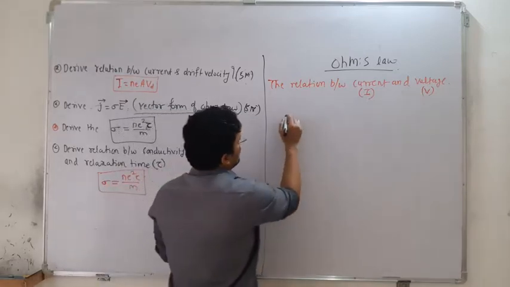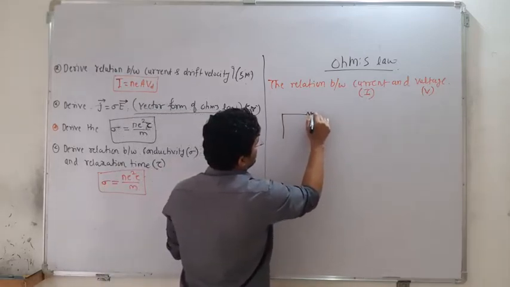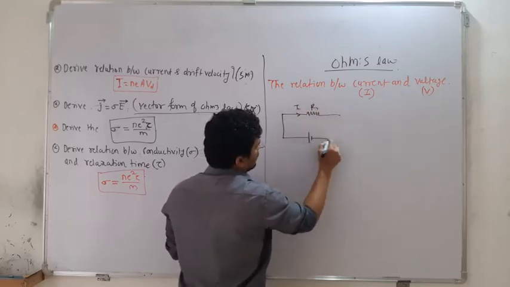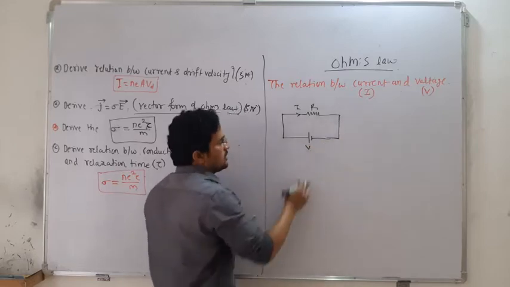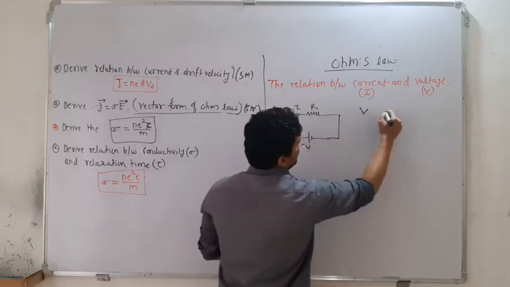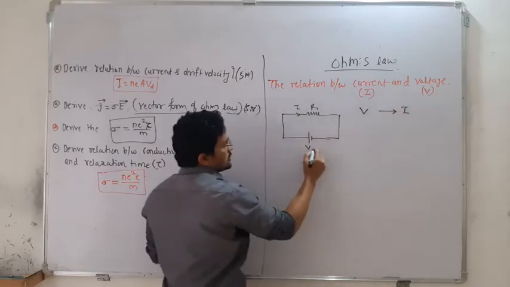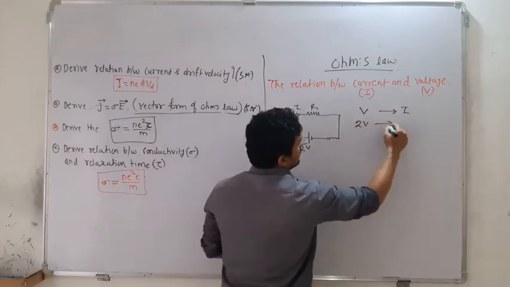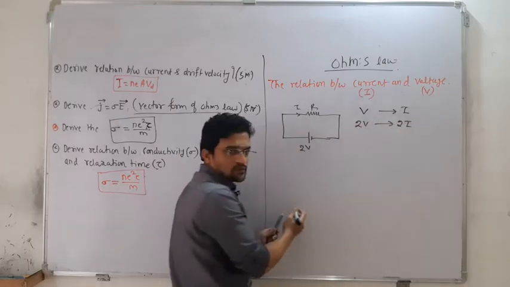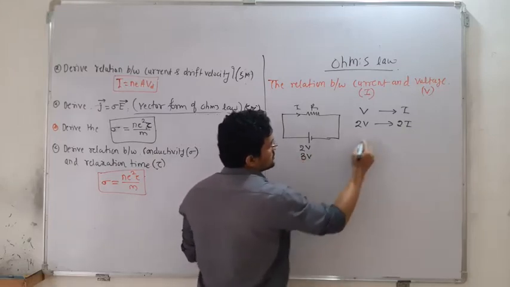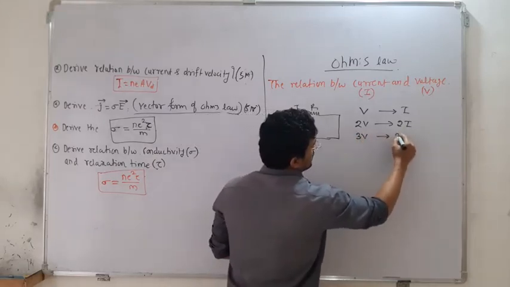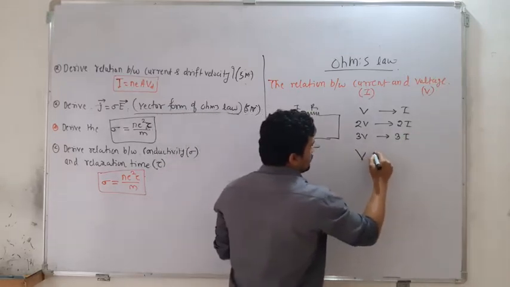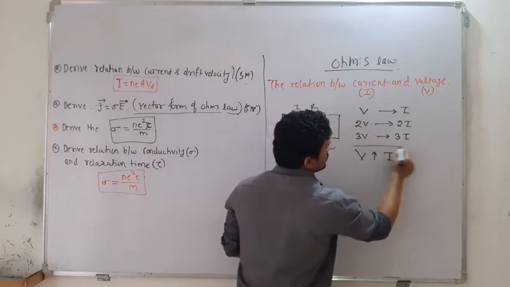Suppose you take a resistance R through which current I is flowing, and you apply the voltage V, some current will be there. That means for V you have the current I. Now suppose you make it 2 times, that means if you increase the voltage to 2 times V, automatically the current also increases 2 times. If you increase it 3 times, the current also increases. So from this experiment you conclude that as V increases, the current in the circuit also increases.